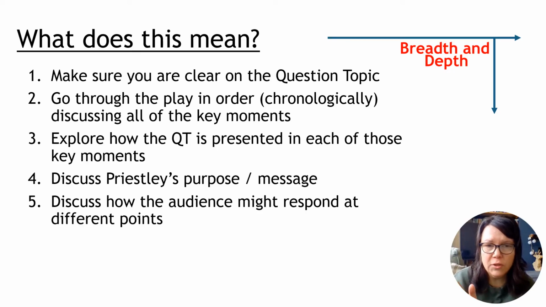Then you need to go through the play in order, chronologically, which means you have to have a really good knowledge of the play. That's your AO1. And you have to discuss all of the key moments in the play, no matter what the question is. So you can't just only talk about Eric's confession in Act 3. You have to start at the beginning and go all the way to the end after the inspector's left, and talk about the big revelations at the end.